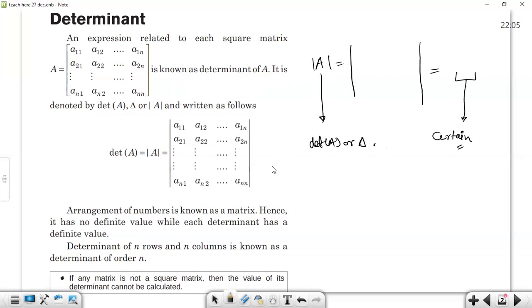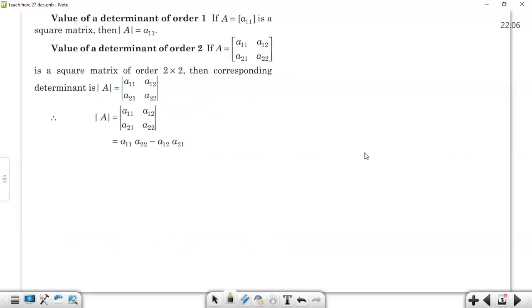Now we will only be able to find the determinant for square matrices. Square matrices means the number of rows and the number of columns has to be equal. So determinants will exist only for square matrices. An arrangement of numbers is known as a matrix, hence it has no definite value, while each determinant has a definite value. A determinant of n rows and n columns is known as a determinant of order n. If a matrix is not a square matrix, we will not be able to find its determinant.